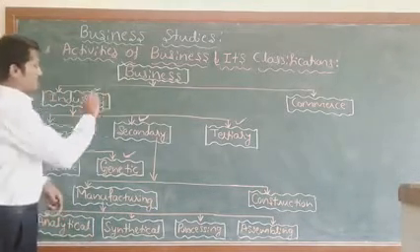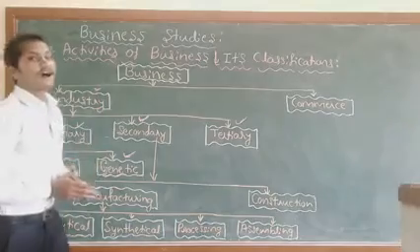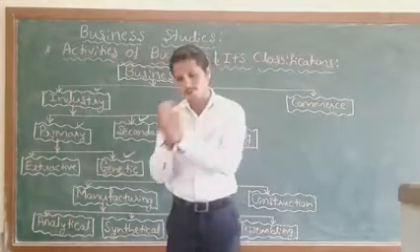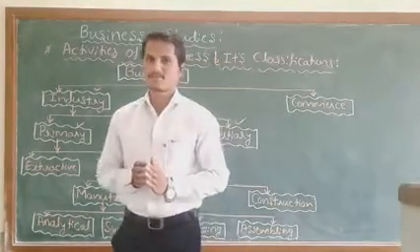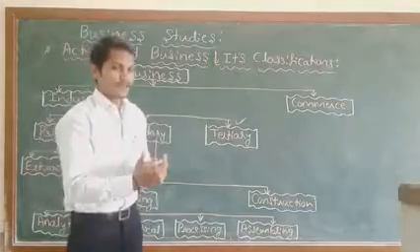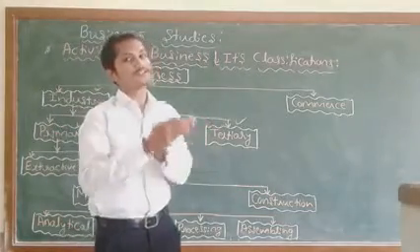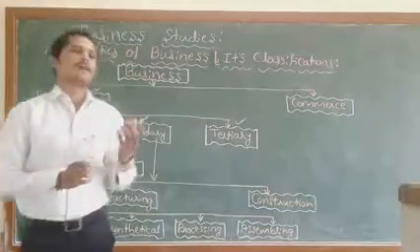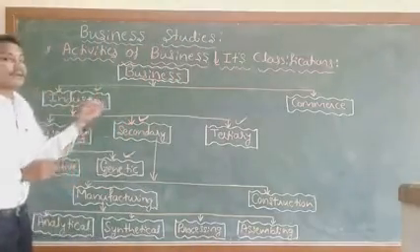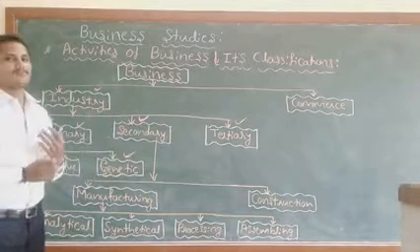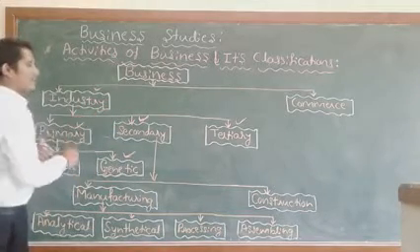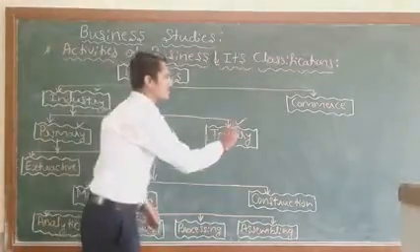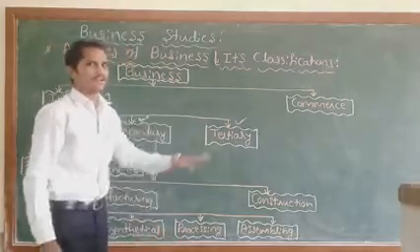The industry activities are related to converting raw material into finished products, or semi-finished products into finished products. The industry sector is again categorized into three parts: primary, secondary, and tertiary. We see them one by one.